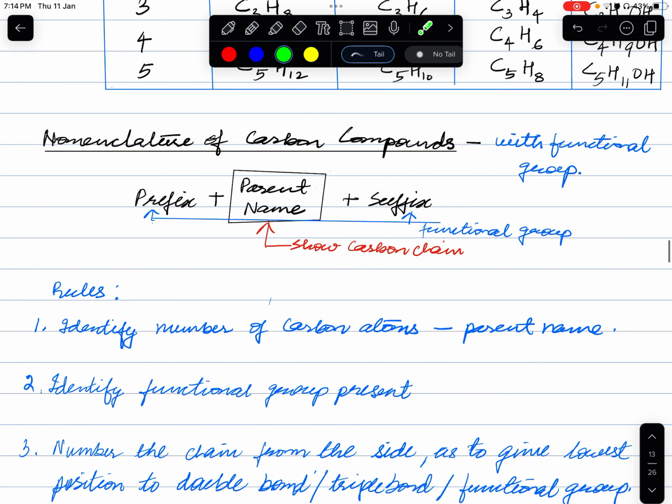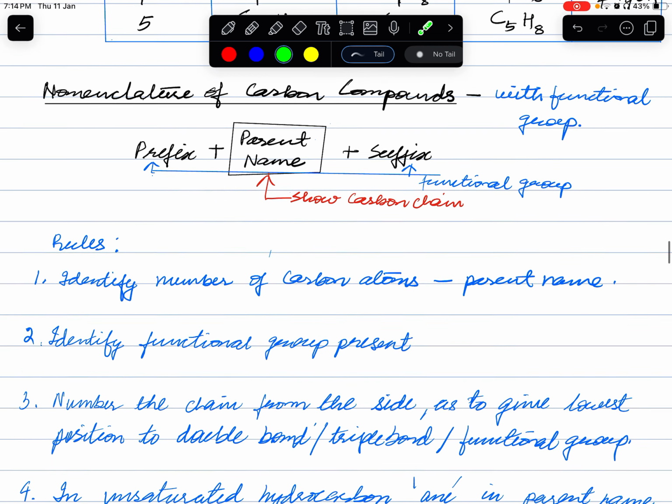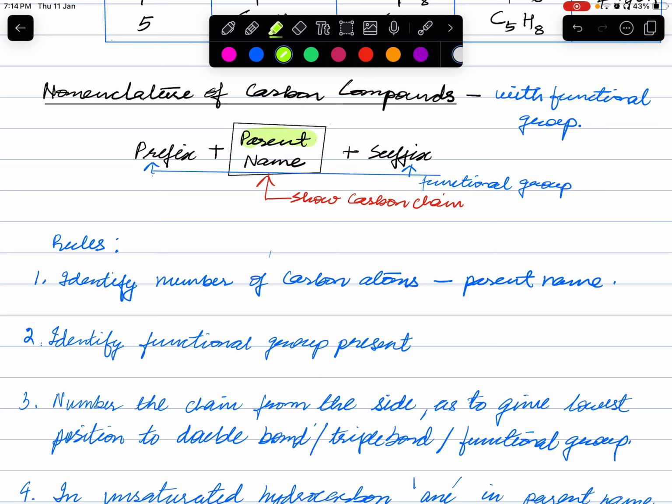Now we will learn how to name these compounds which are having functional group. Previously we have learned naming of simple hydrocarbons, but here we will learn how to name those hydrocarbons which have functional group. Previously alkanes were given a parent name, but when any functional group is there, in that case parent name is modified. Parent name is given a prefix, or it is given a suffix depending upon what type of functional group is present. So if functional group is there, then parent name is given either a prefix or a suffix.